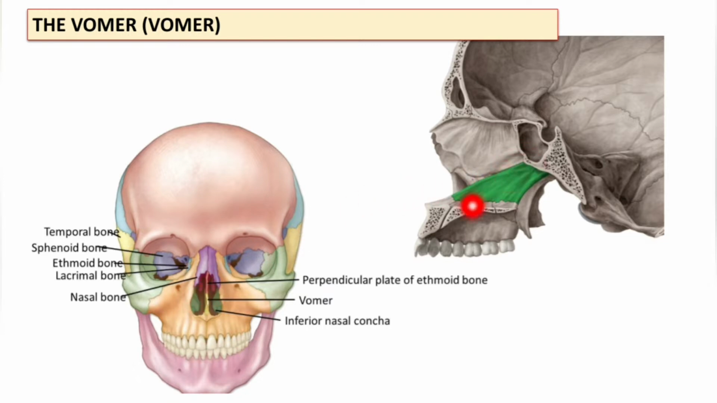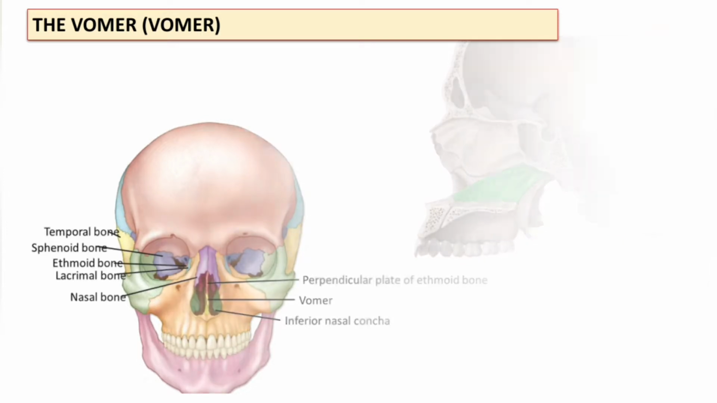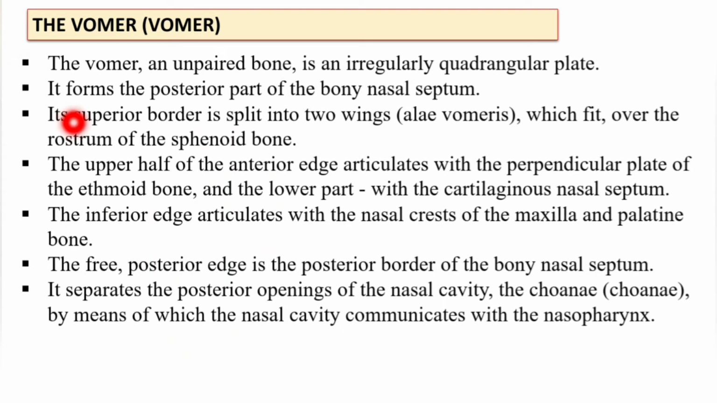And you can also see it here, right, in the parasagittal plane. You can see it in green. That's the vomer, right? So the vomer, you can see, is only one. It's an unpaired bone. The vomer forms the posterior part of the bony nasal septum.